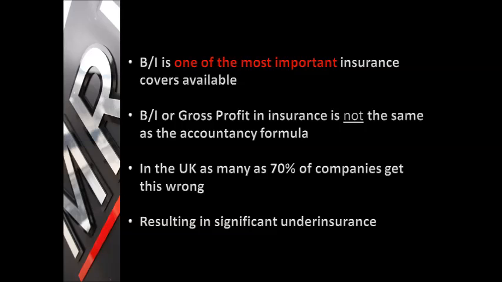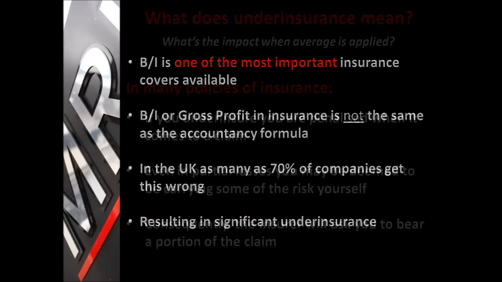Business interruption, or BI, is one of the most important insurances to purchase for a company, but over 70% of the UK companies purchase this incorrectly. Because of this common error, a huge number of companies, up to 70%, are significantly underinsured. The simple reason for this is that insurance BI is not the same as accountancy gross profit.